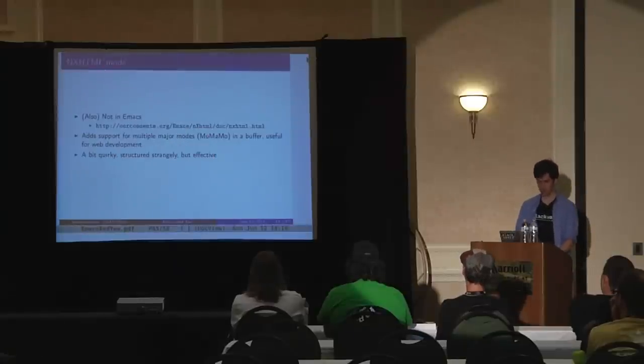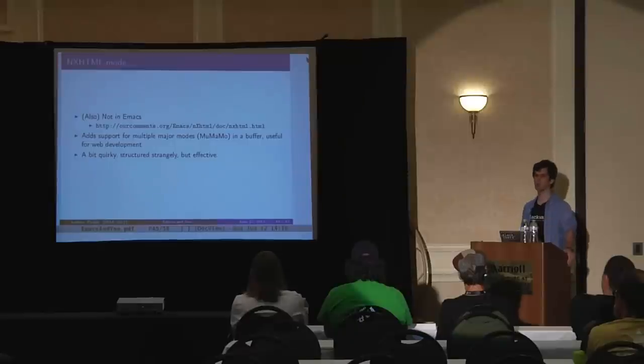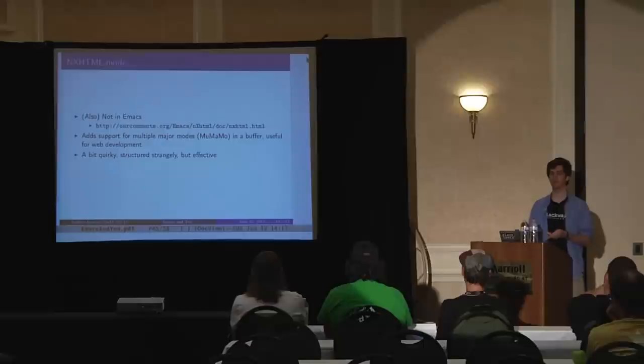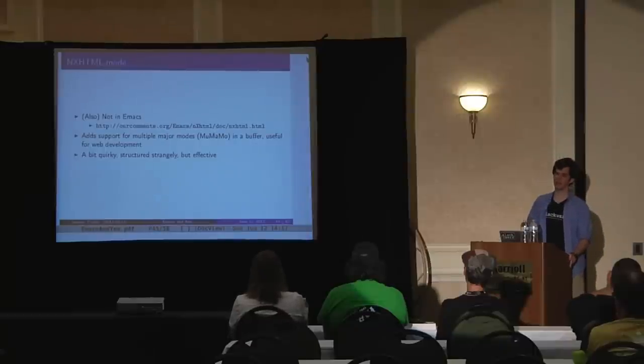Next we have NXHTML mode. Remember how I said that in Emacs you can only have one major mode per buffer? This gets in the way for things like web development, when you may want to embed JavaScript in HTML. In this case, it would just be HTML, so if you tried to write JavaScript inside a script tag, it would try to syntax highlight it like HTML. You don't want that. So what this guy did is he made a library that adds multiple major mode support. It's just a major mode that can switch between other major modes within it.